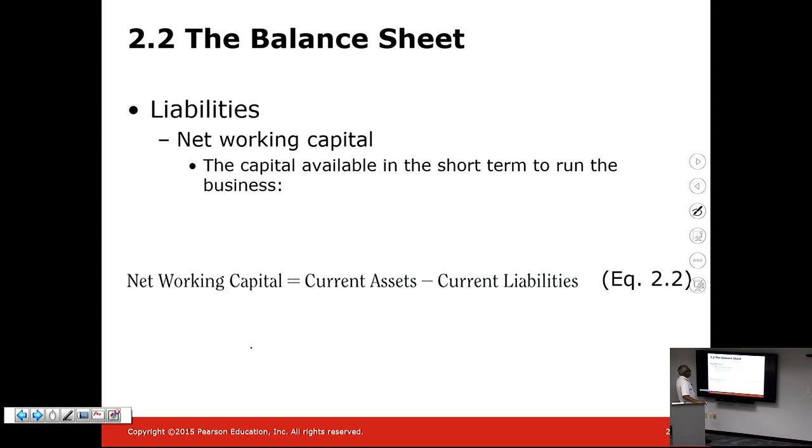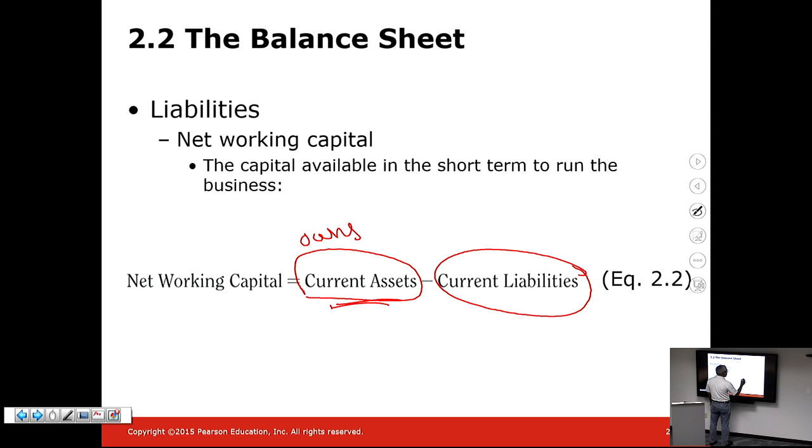If I take the difference between current assets, all the things that are cash or cash type that the company owns, and subtract current liabilities, all the things that are cash or cash type that the company owes, the net of that is called net working capital. Net working capital, in some sense, indicates the cash float that the company has between what it has on hand and what it has to pay up within the next year.